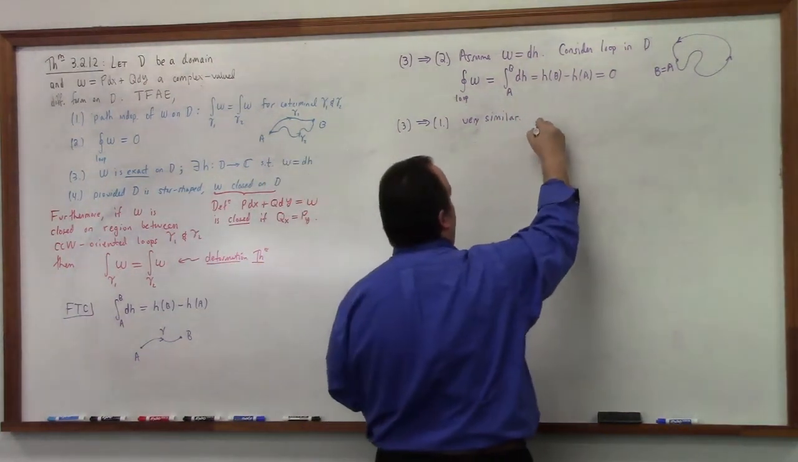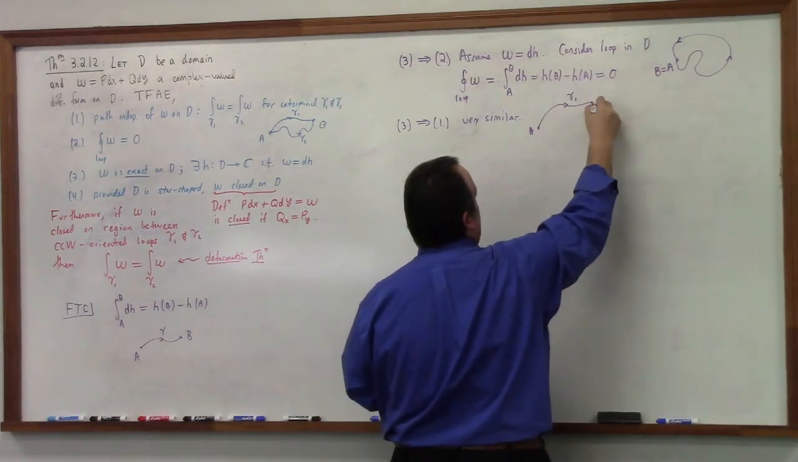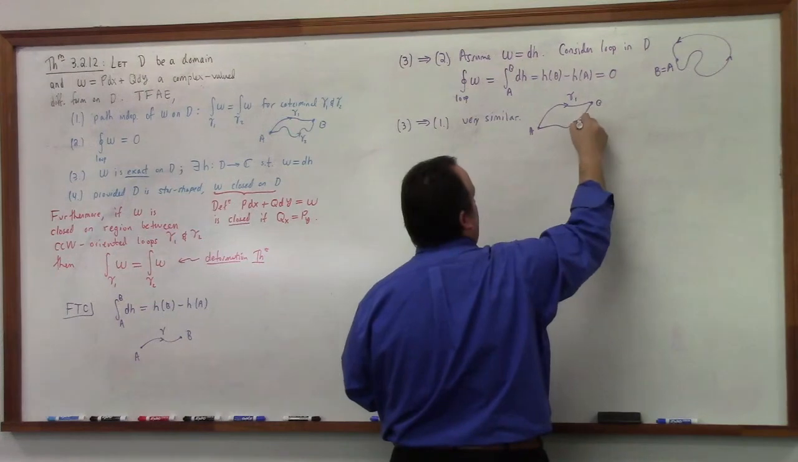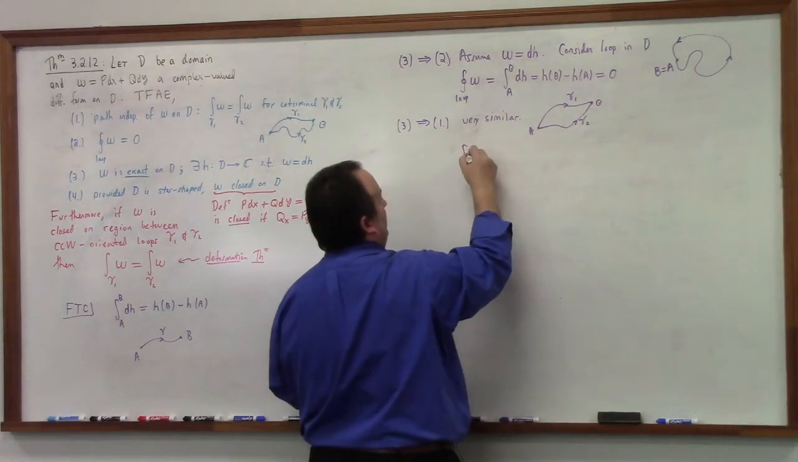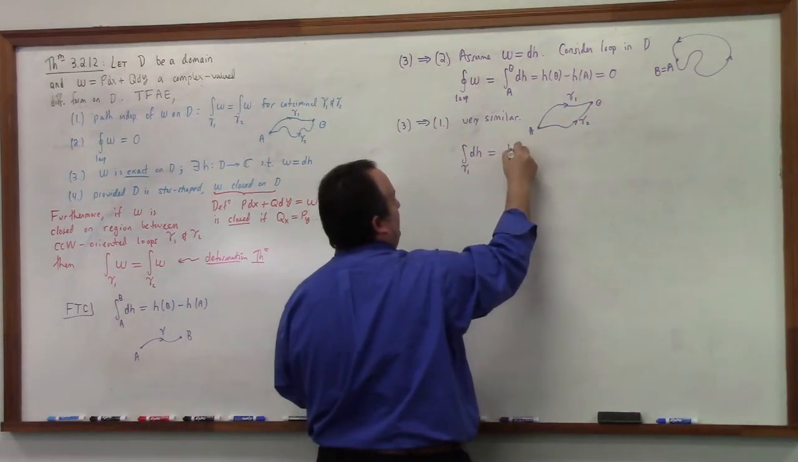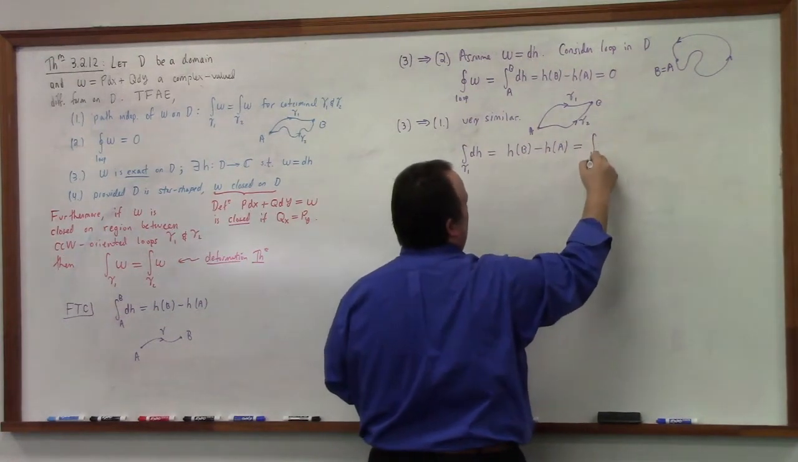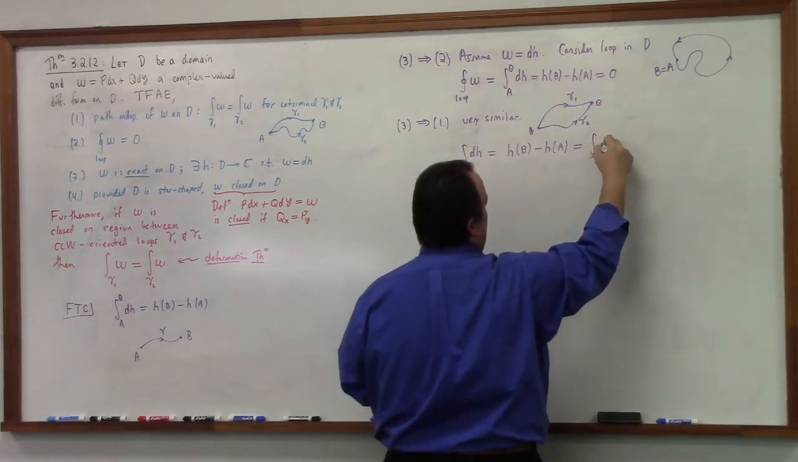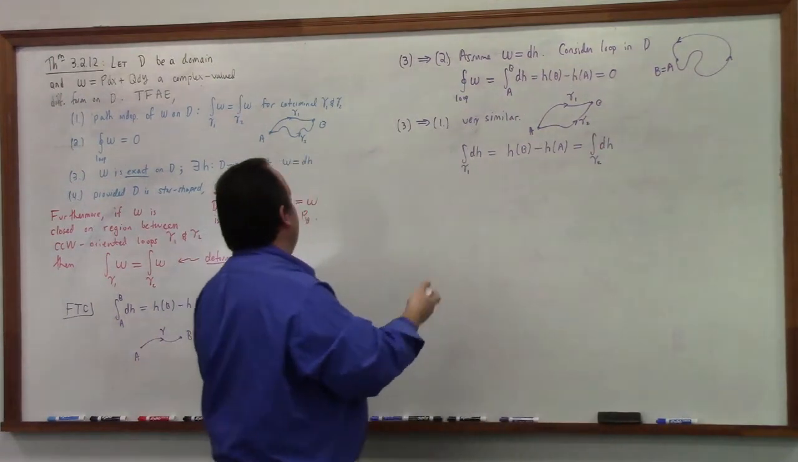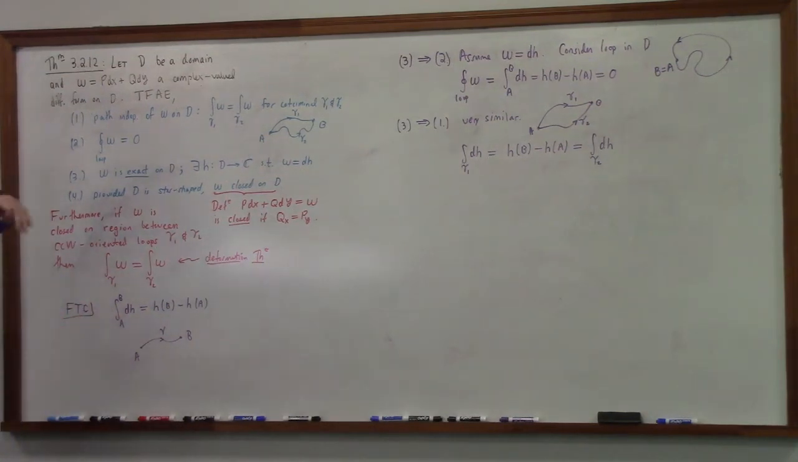Because if you have two paths, and one goes from A to B, and the other also goes from A to B, then the integral over gamma 1 of dh is h of b minus h of a. But that's also equal to the integral over gamma 2 of dh. So if we have exact, definitely we can get path independence. Again, it's really a simple corollary to the FTC for the integral.